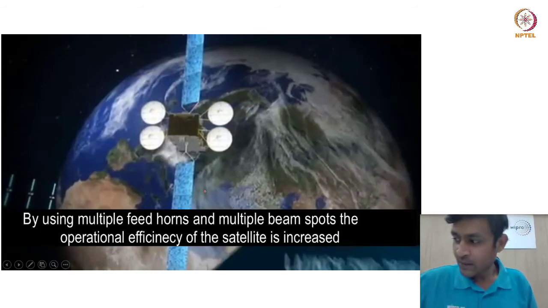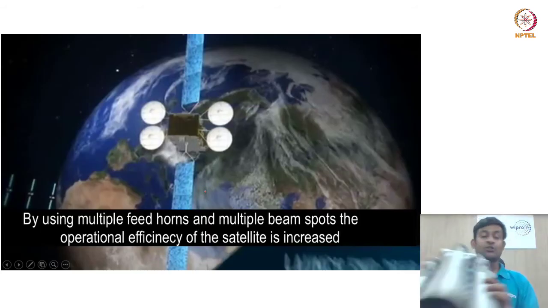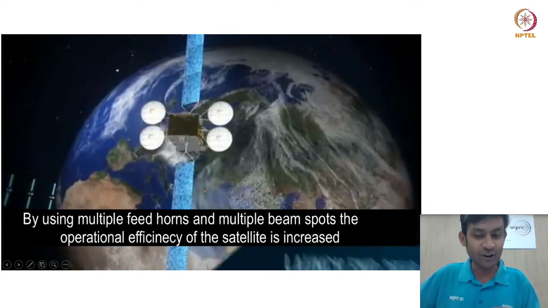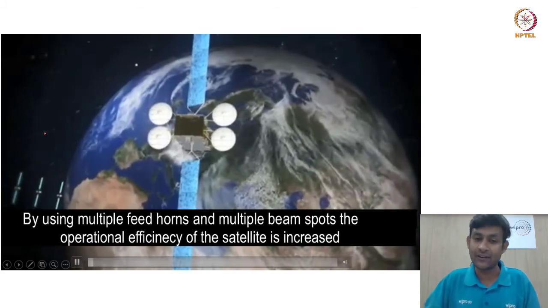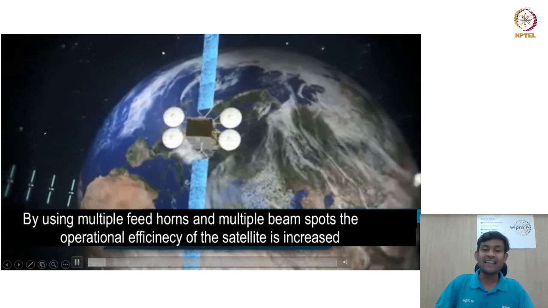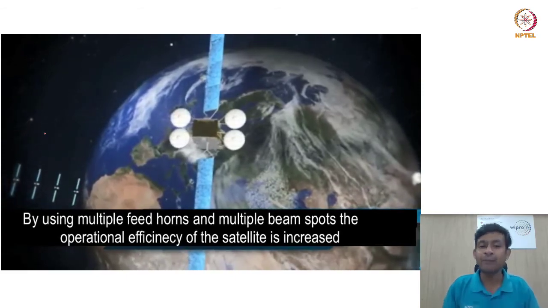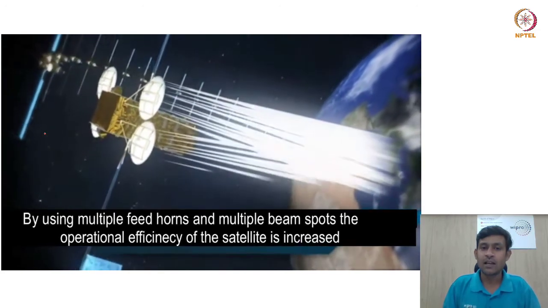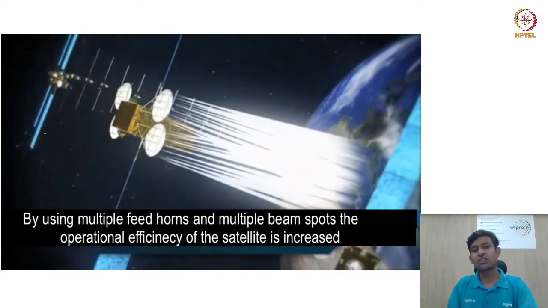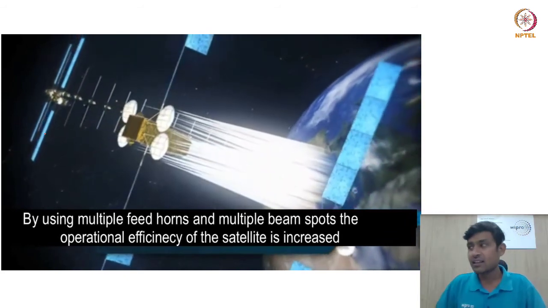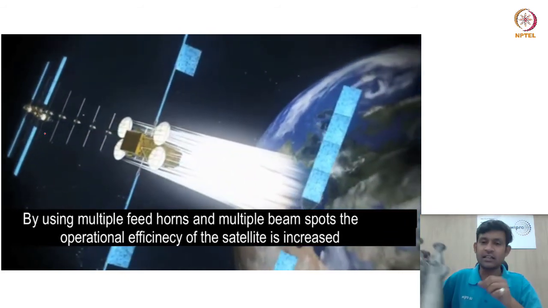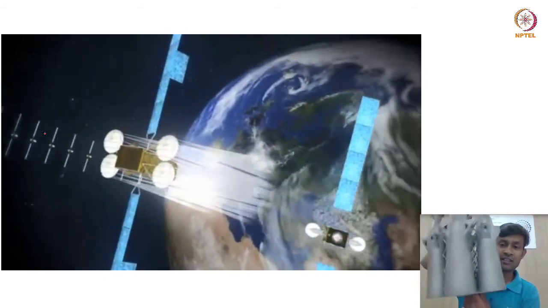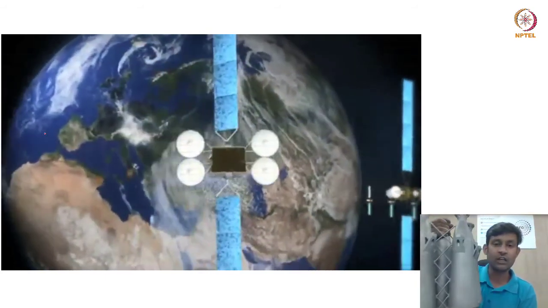Now you must be wondering why we have 4 cones here. The purpose of having multiple feed horns is that we will have multiple beam spots and the operational efficiency of the satellite will be increased. So in this video we will see how we are able to increase the operational efficiency of the satellite. Earlier, in our previous video, we were watching a single beam. Now in the video that you see there are multiple feed horns like this. This is a set of 4 feed horns.